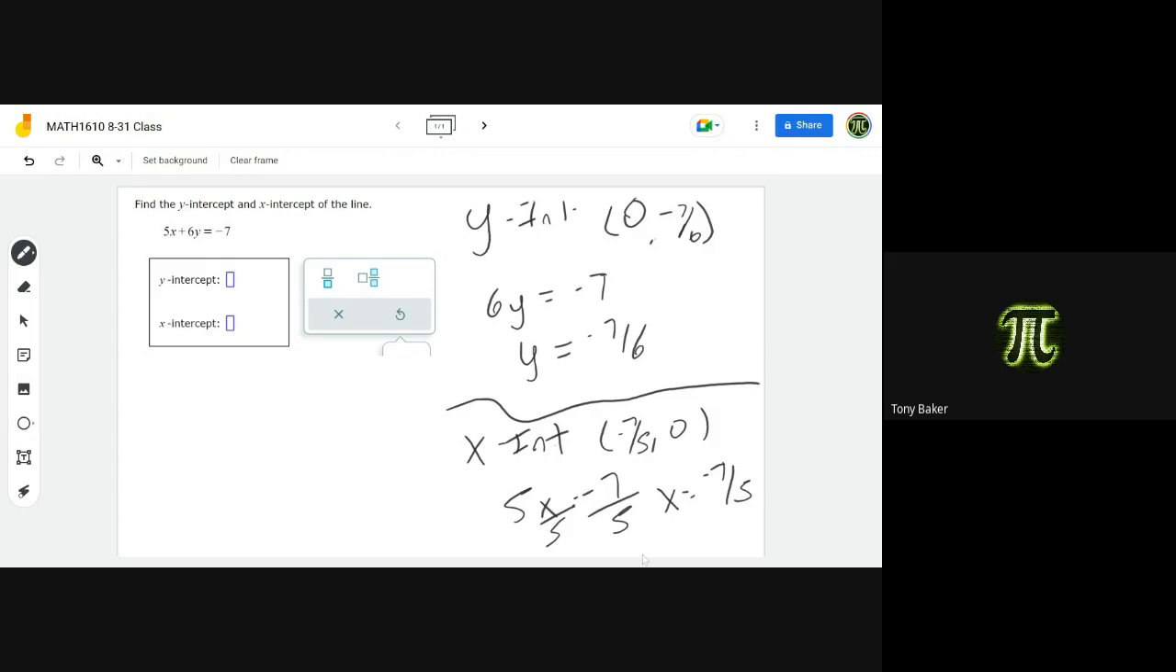I have a few other topics for parallel and perpendicular lines. So, all right. Find the slope of those three lines. Do that part first.